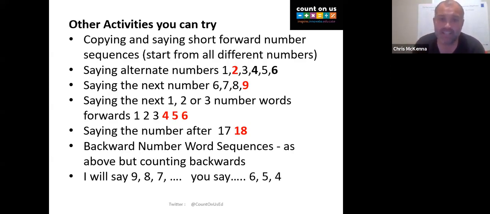Or I might say 6, 7, 8, and you say 9. Or we might say, I'll say 3 numbers, then you say the next 3. So 1, 2, 3, 4, 5, 6. Or tell me the number after 17. What is the number after 17? 18. And we can obviously do all those activities backwards as well.